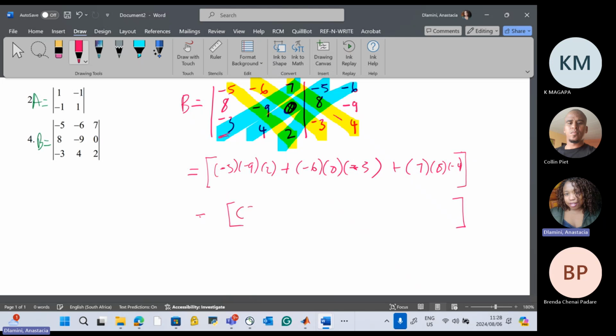The first blue line is 3 times -9 times 7, plus the second blue line, 4 times 0 times -5, plus the last blue line, 2 times 8 times -6. Are we all together there? Guys, what is the answer? Hello? What is the answer?